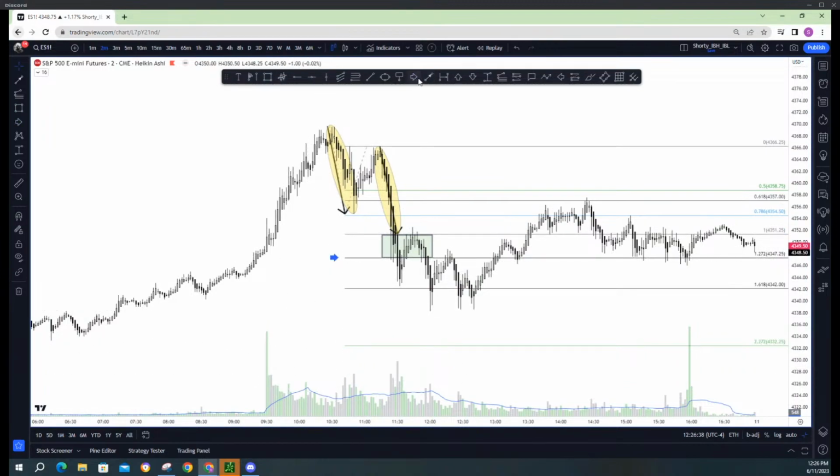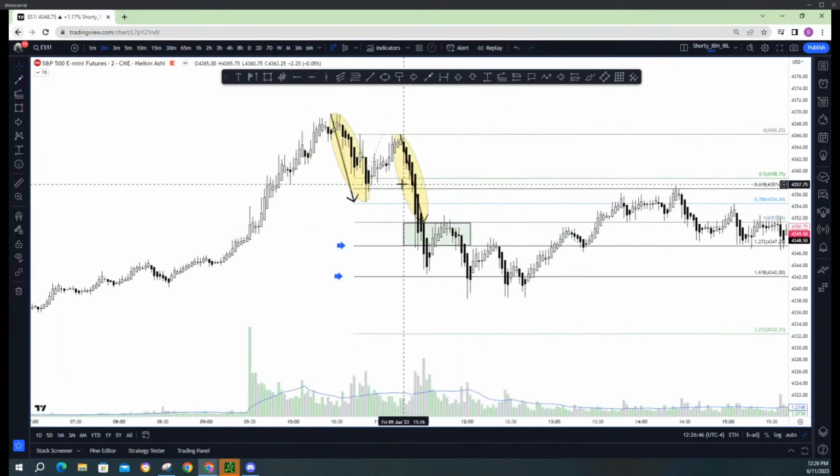And then your second target, at least for me, the way I use fibs, is this one. Let's say I shorted, depends how you trade. If you shorted the break of the low here, which is a change of character, 4354, then your first target would be 1272 and then the 1618.